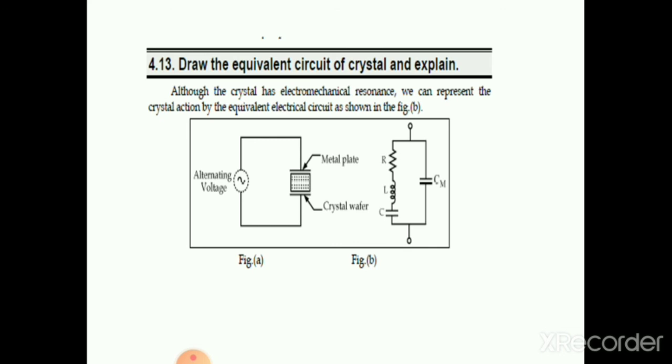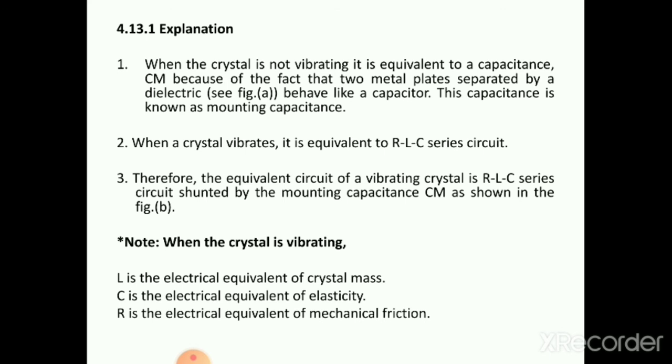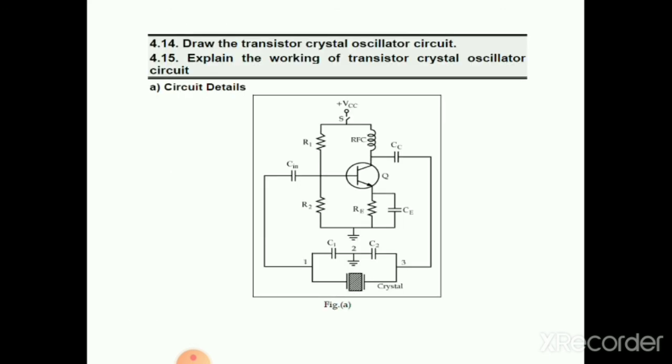Now the crystal oscillator. First, what is a crystal? It works on electromechanical resonance. The equivalent electrical circuit can be represented by an RLC series circuit while it is vibrating, with CM connected in parallel with this circuit. We saw why CM and RLC are used, and what the equivalent of this LCR is in practical crystal parameters, that is the mass, elasticity and mechanical friction.